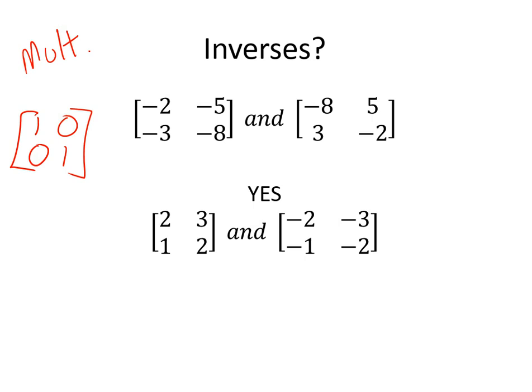Now if we look at the second one, we have 2 times -2, which is -4. Then we add that to 3 times -1, which is -3. That gets us a -7, so automatically we know it's not an inverse. The second you have one entry that does not work, the whole thing doesn't work. You need it to start off with 1, 0, 0, 1.